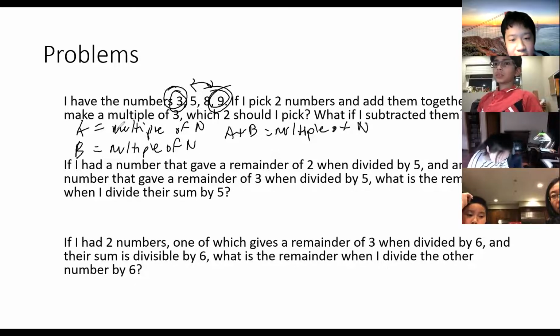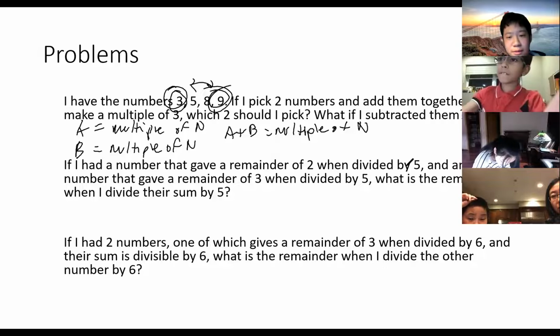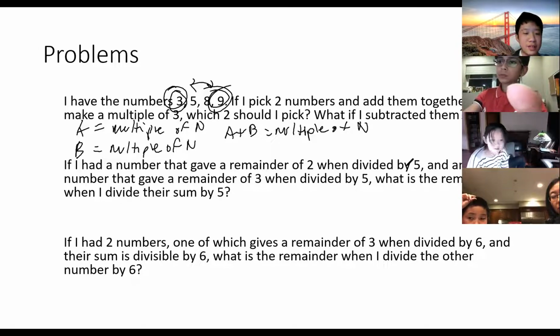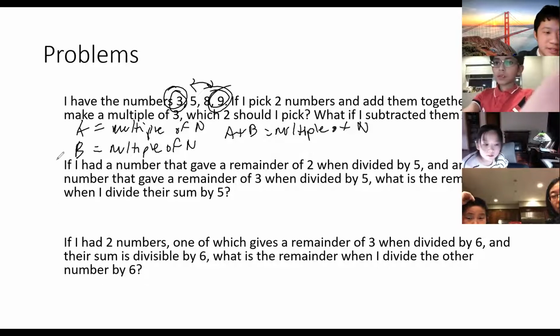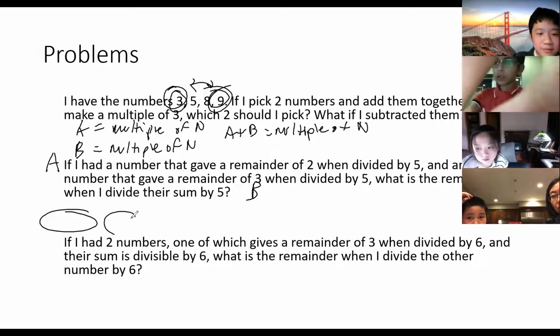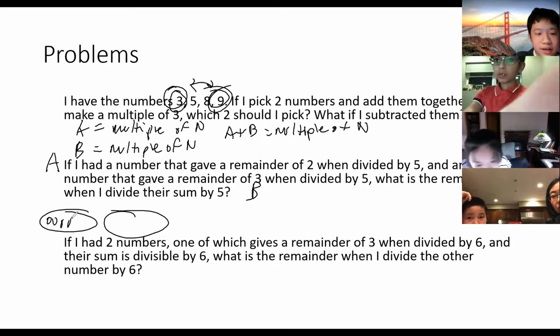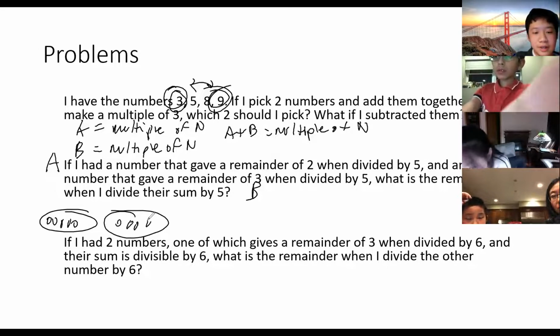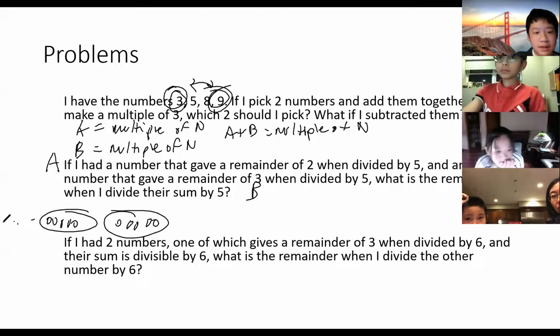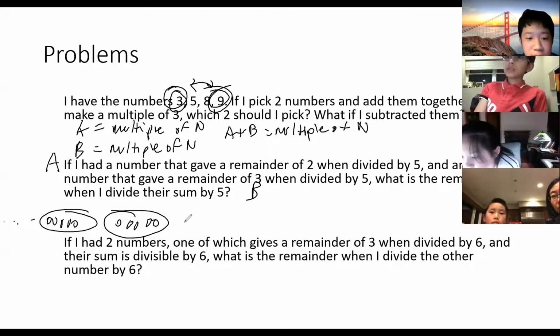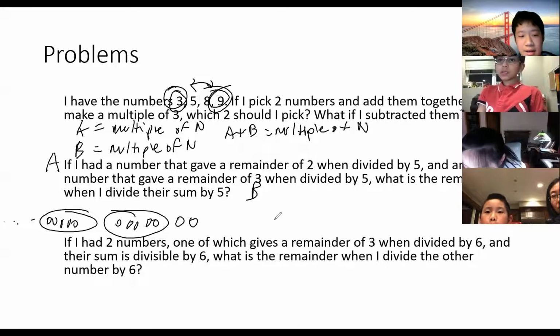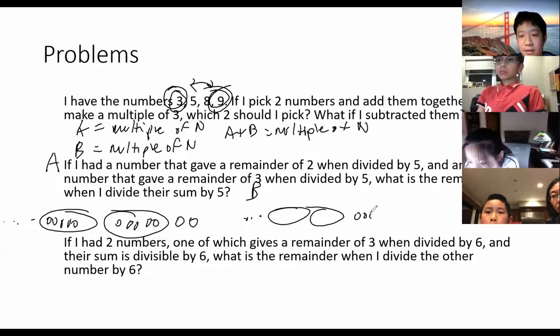Second problem: if I had a number that gave a remainder of 2 when divided by 5, and another number that gave a remainder of 3 when divided by 5, what is the remainder when I divide their sum by 5? So, how to visualize this? I'll call the first number A and the second number B. I'm going to have some groups of 5 here, 1, 2, 3, 4, 5. I'm going to have these completed groups, and I don't really care about how many they are. But what I do know is I have 2 outliers in A, and in B, I have 3 outliers.